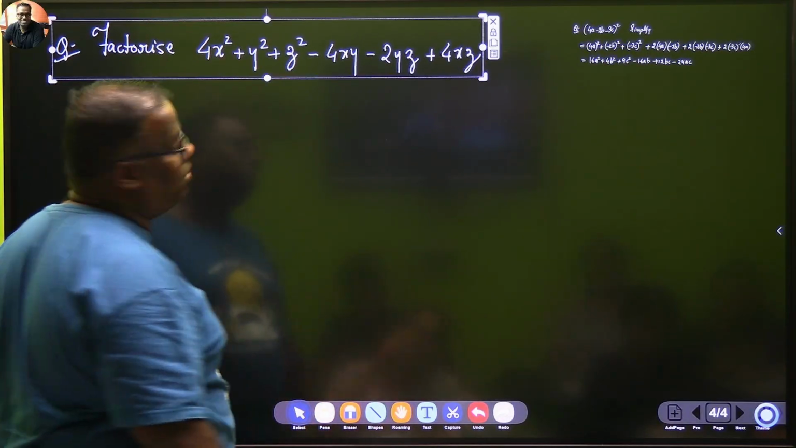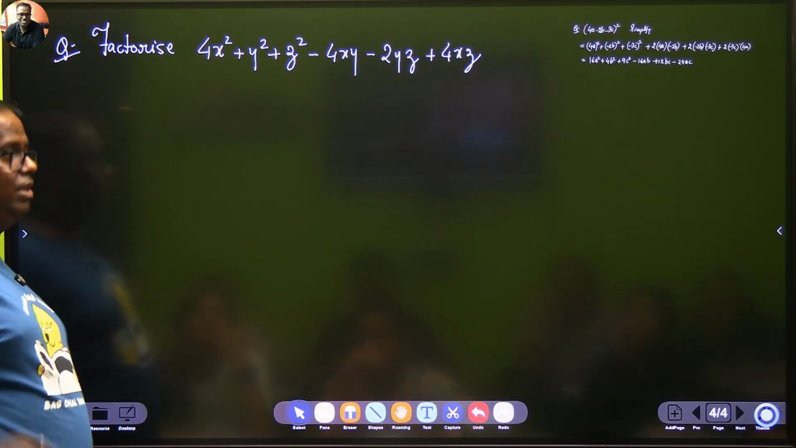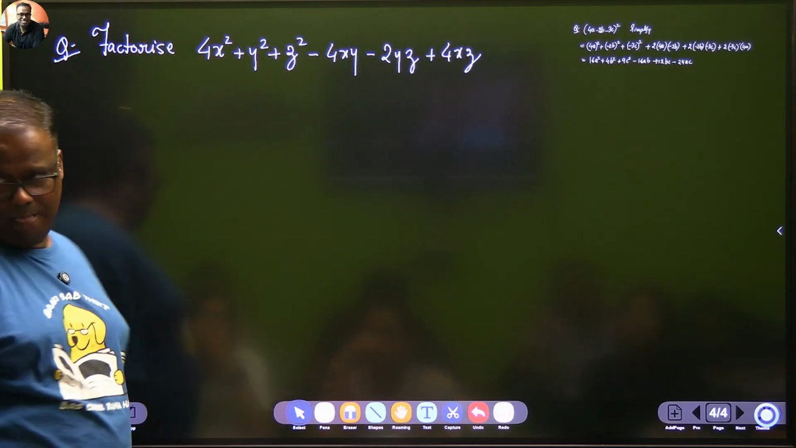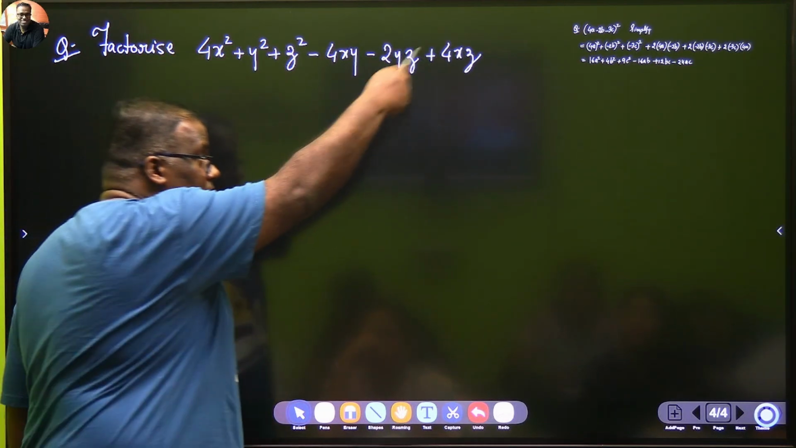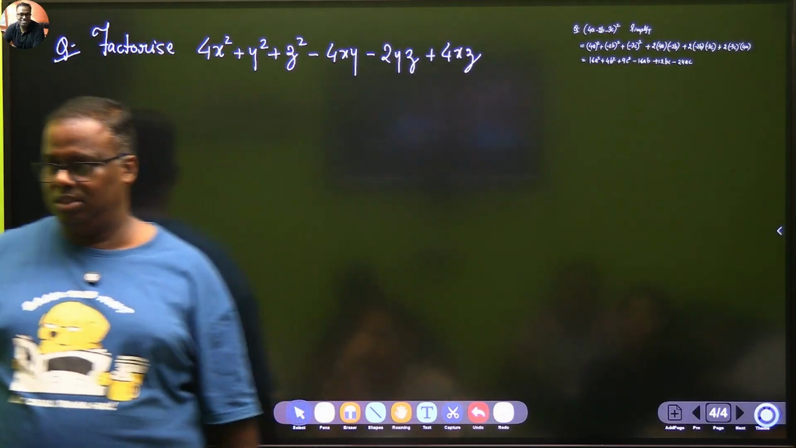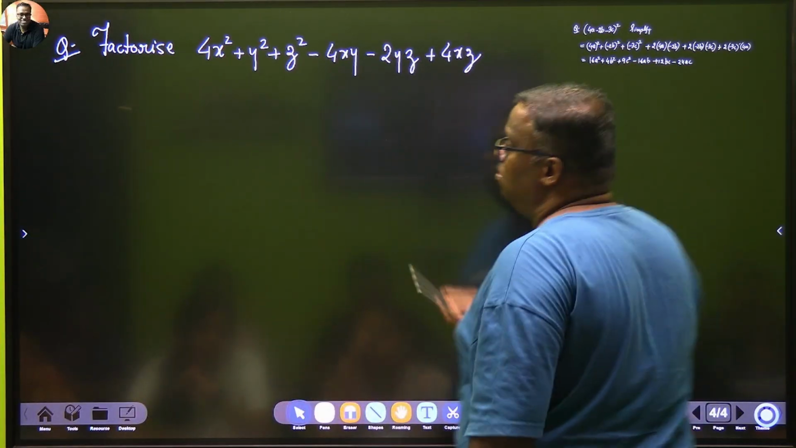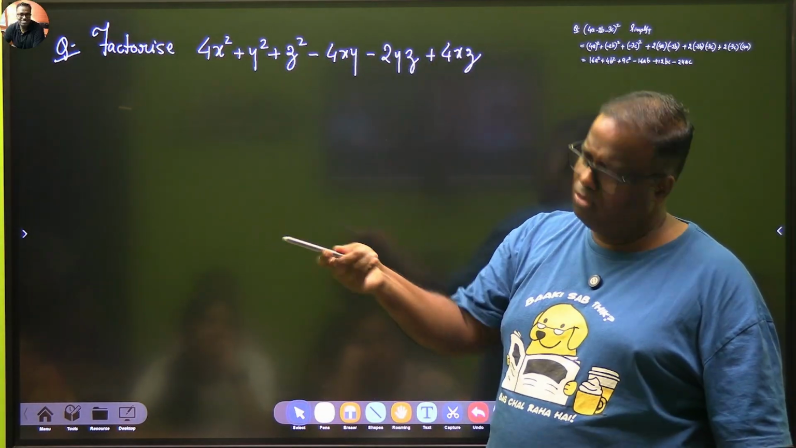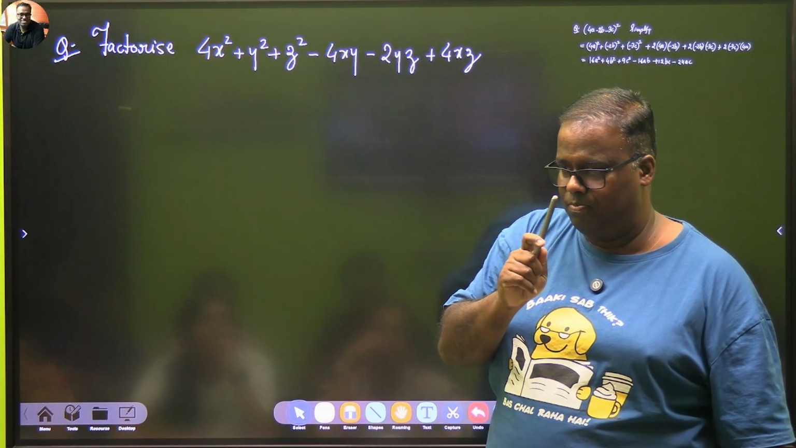Have you understood? Now look at this problem. This is very stylish. Hold on, don't try to solve it. I see that the first three terms are positive. Then the question arises, how did they become negative in between? Yes or no? That means some terms originally were not positive.